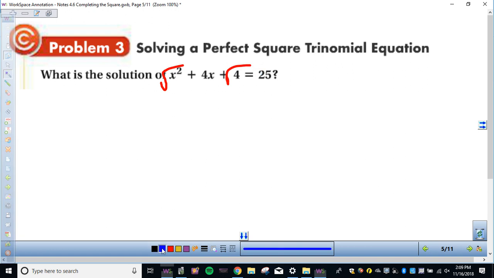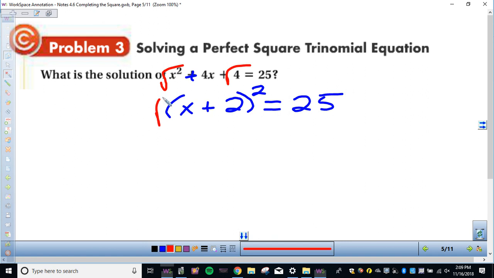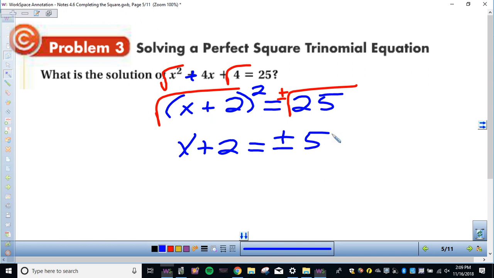So what's the square root of x squared? X. What's the square root of 4? 2. I always take the sign from the b term and just bring it right down. Then that equals 25. How do I undo that square? Square root, both sides. Don't forget, plus or minus. So we end up with x plus 2 equals plus or minus square root of 25, which is 5.